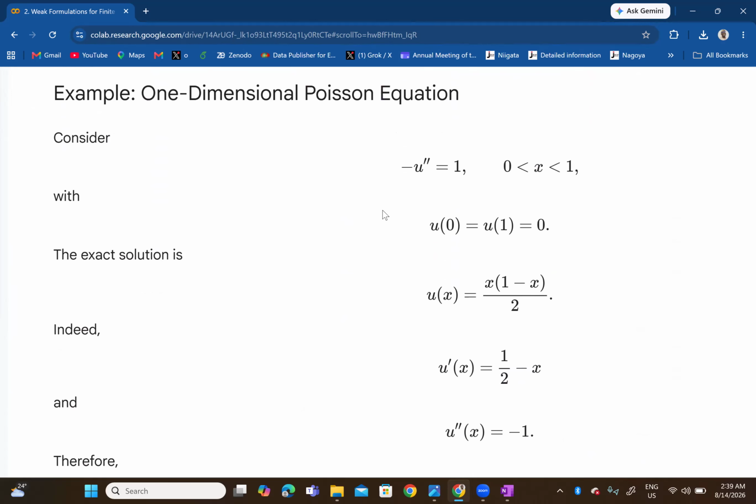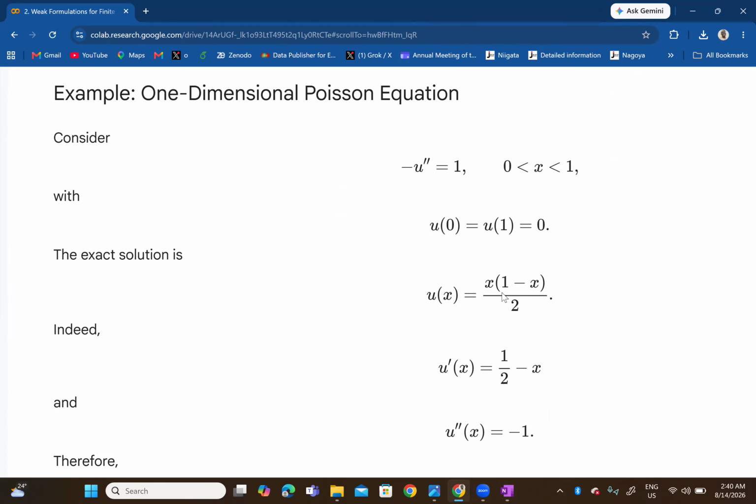With u of 0 equals u of 1 equals 0, if we solve this particular equation, the exact solution u of x becomes x times 1 minus x, all over 2. This is a second derivative, second order, right? So u of x is x times 1 minus x over 2. When we solve this, the exact solution actually becomes this.